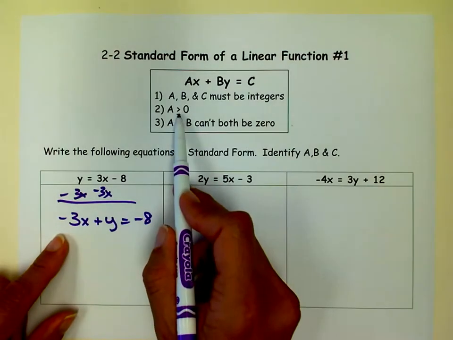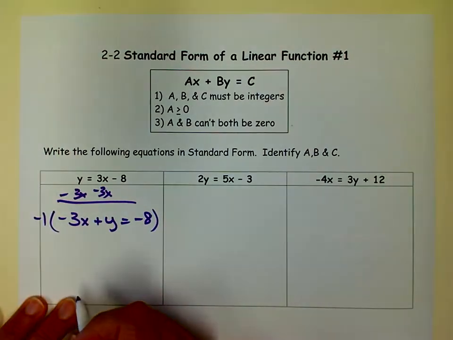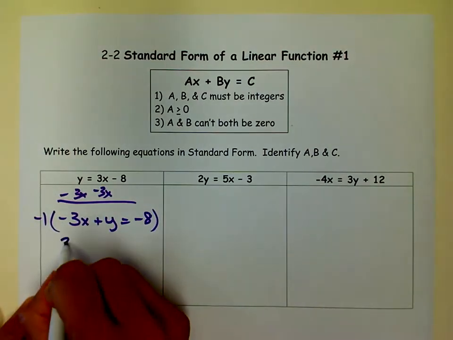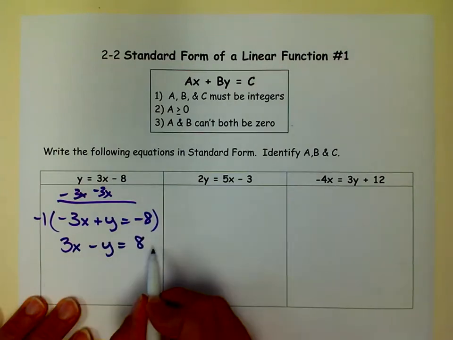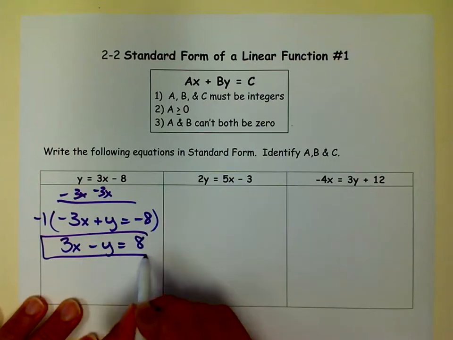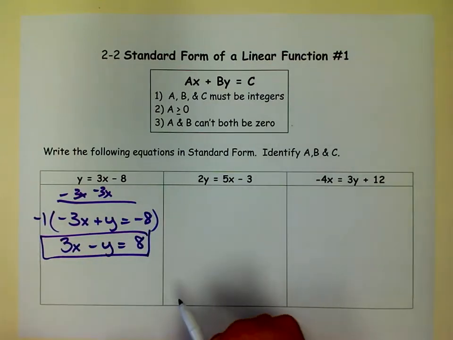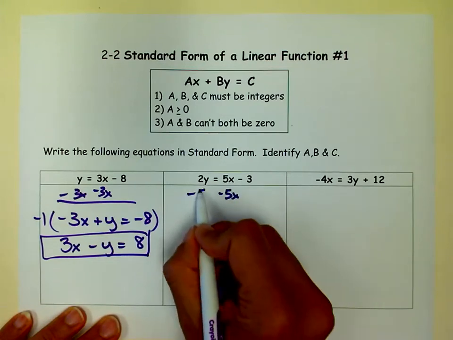But A is negative. So I've got to multiply that whole thing by a negative 1. So I'm going to switch all the signs. So now I have 3x minus y equals 8. Now A is not negative, and A and B aren't both 0, so I'm done. Standard form.